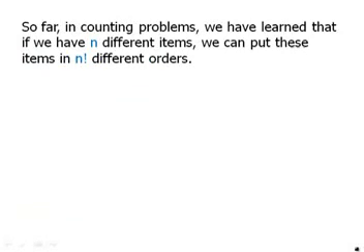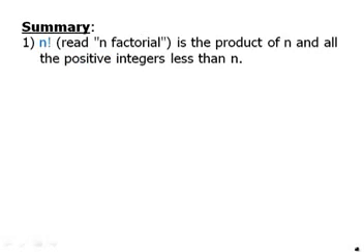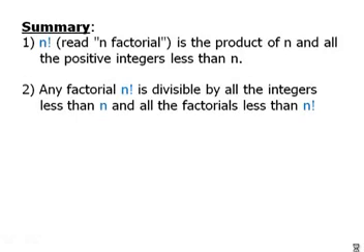So far in counting problems, we have learned that if we have n different items, we can put these items in n factorial different orders. We will make extensive use of the factorial notation in the next few lessons. In summary, that notation, n followed by an exclamation point, which is read n factorial, is the product of n and all the positive integers less than n.